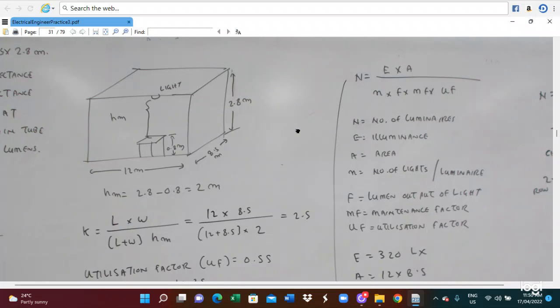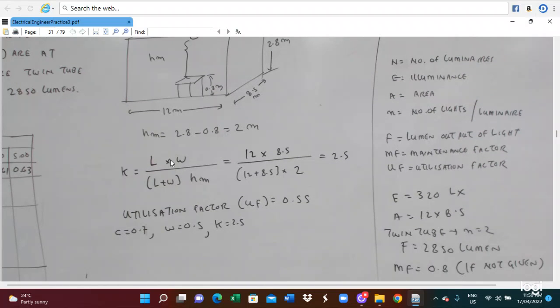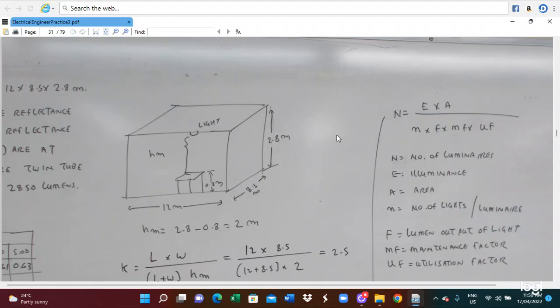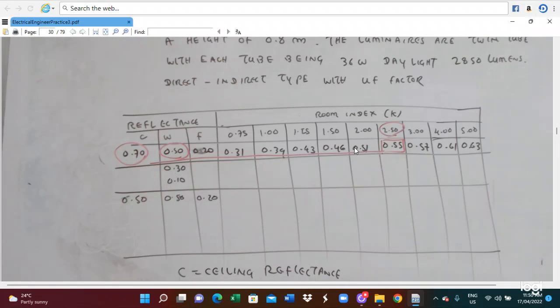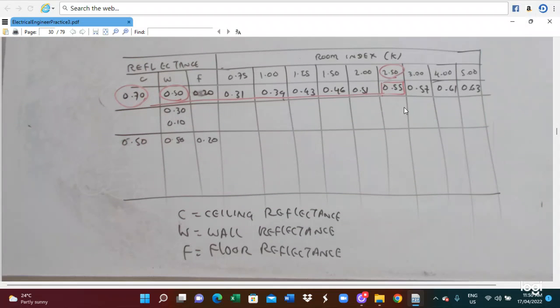So first we calculate the K value. K value is L W divided by L plus W times HM. So 12 into 8.5, divided by 12 plus 8.5 into 2, so you get 2.5. So the utilization factor is 0.55, with C 0.7, W 0.5, and K 2.5. Those things, the CWF and the K value, you can get from this table. Depending on the room index, you can get the CWF and the K value.